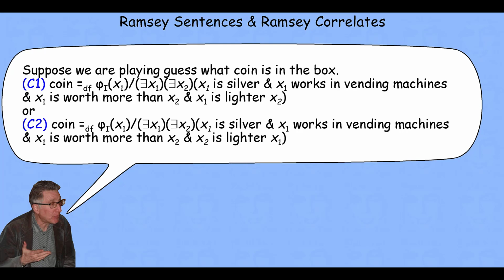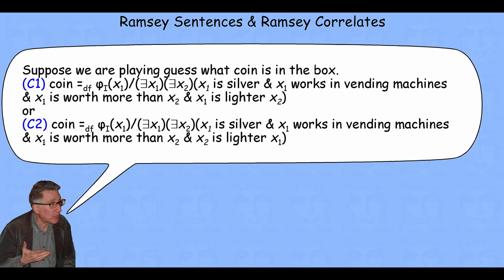the box. So our first Ramsey correlate definition there, C1, says our coin is by definition the phi interpretation of x1 such that there's at least one coin x1 and at least one coin x2, and x1 is silver, and x1 works in vending machines, and x1 is worth more than x2, and x1 is lighter than x2. So now we say, okay, that definition has got to pick out one or possibly more different kinds of coins. So let's see, coins that work in vending machines that are silver, nickels, dimes, quarters, dollar coins. Those 4 definitely going to be candidates.